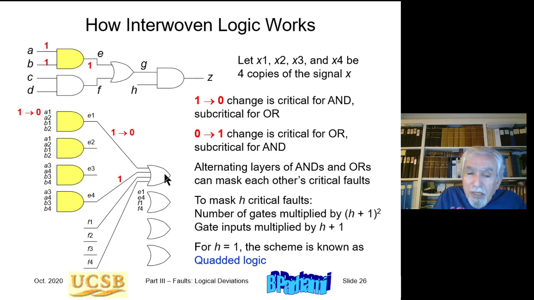So generally speaking, a 1 to 0 change is critical for an AND gate because only one change from 1 to 0 affects the output. But a 1 to 0 change is subcritical for an OR gate because it doesn't affect the output. Okay? And these alternating layers of AND and OR gates in the circuit basically convert a critical fault for AND gates to a subcritical fault for the next layer, which is OR gates, and therefore masks that fault.